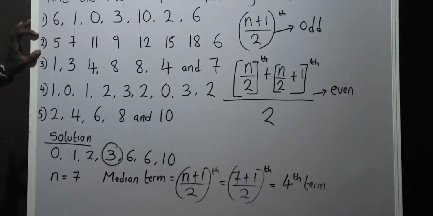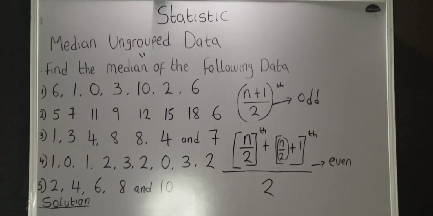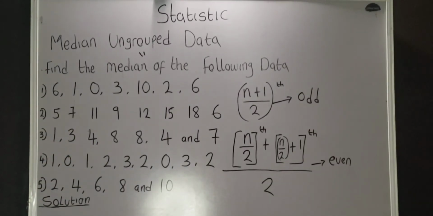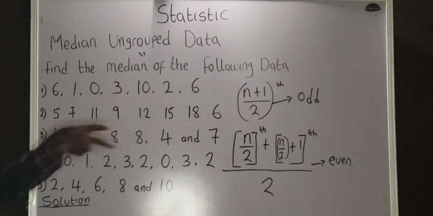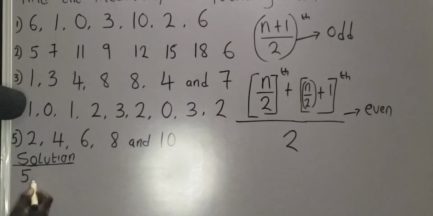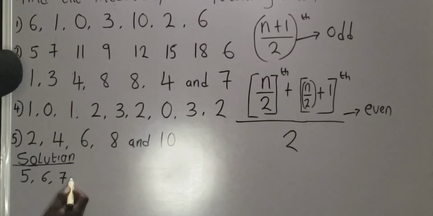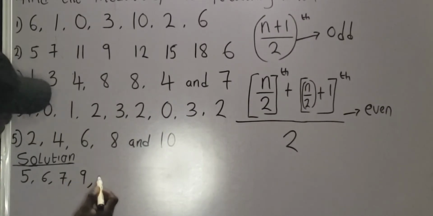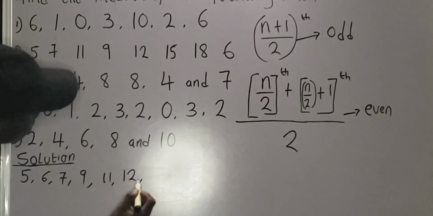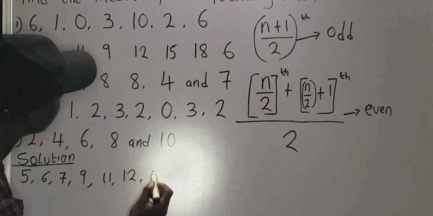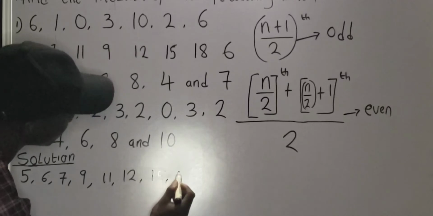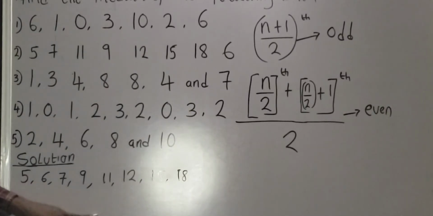Now let us proceed to the second question. Let's find the median of question number 2. The first step is that we are going to arrange the data set in ascending order. That is 5, 6, 7, 9, 11, 12, 15, and 18. So I have arranged the data set in ascending order. The next step is to determine the total number of elements in our data set to know the median formula that we are going to use. As I told you, we have two median formulas.